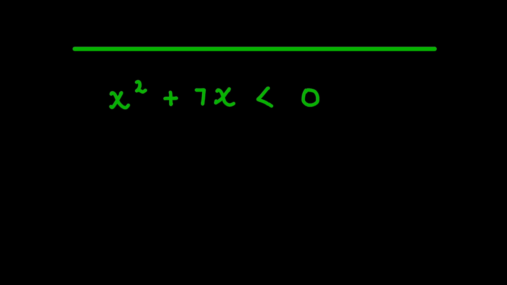In this video, we're going to be solving a quadratic inequality: x squared plus 7x is less than 0. So solving for x, right? First and foremost, I'm going to teach you how to do this using a graph and how to do this using the table method. First, let's factor out x here: x times (x plus 7) less than 0.